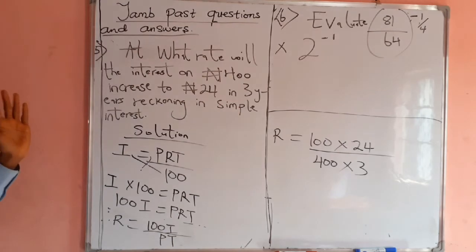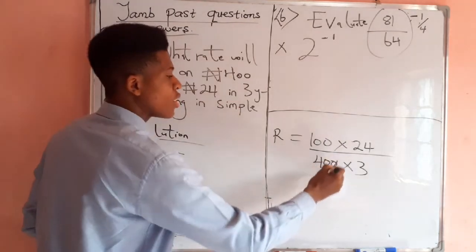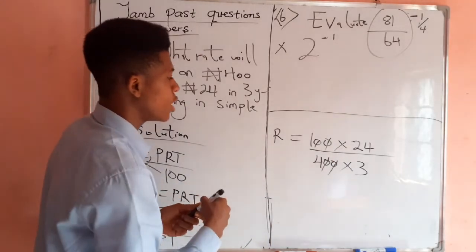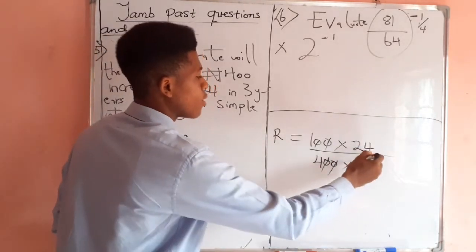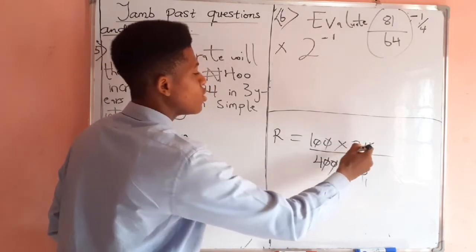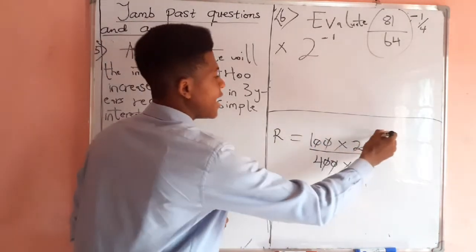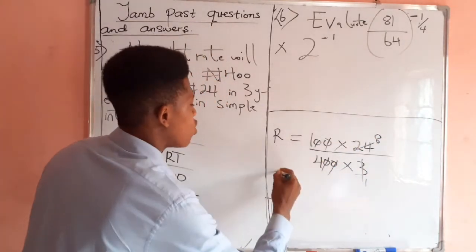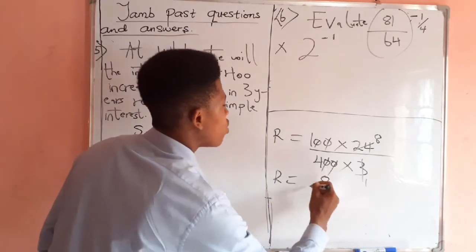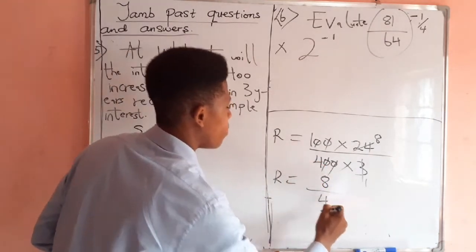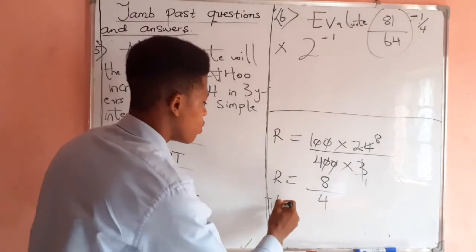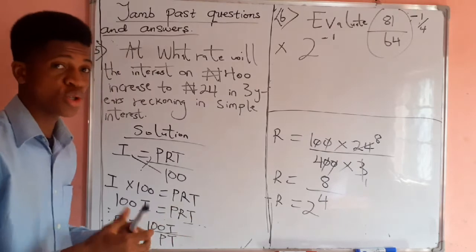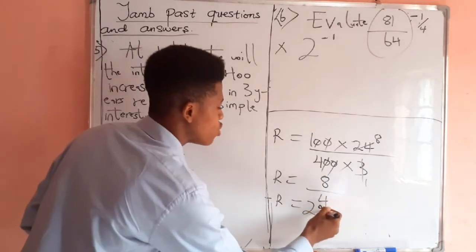So from here now, 0 cancels 0, 0 cancels 0. And what else cancels each other? 3: 1 goes here once, 3 goes here 8 times. So you are left with 1 times 8. So our rate is equal to 8 over 4. 8 divided by 4, of course, you know, is 2. Our rate, you know, must always be in percent. So our rate is 2%.